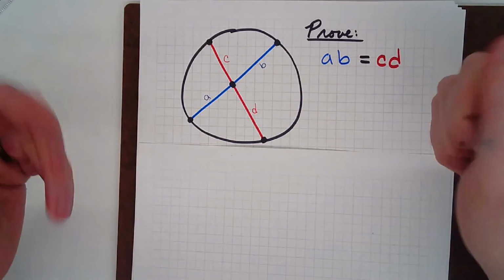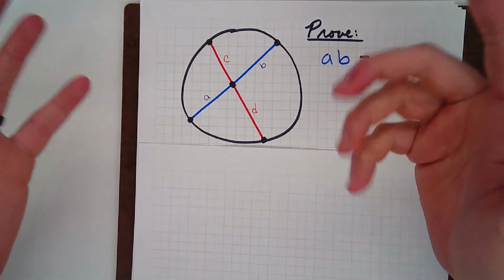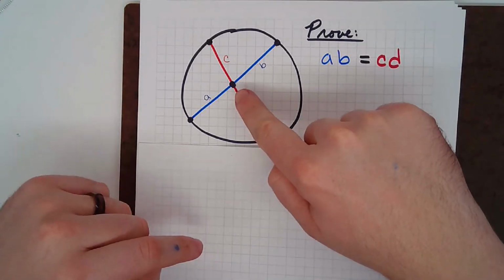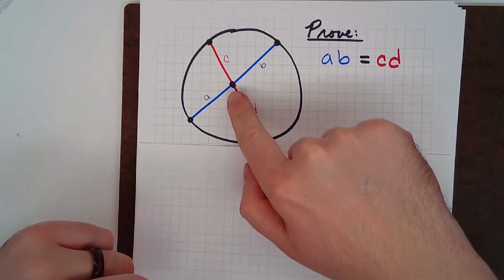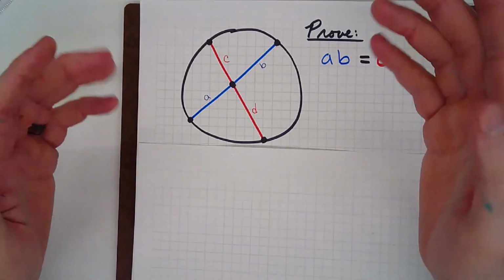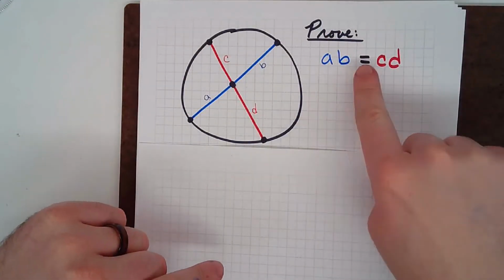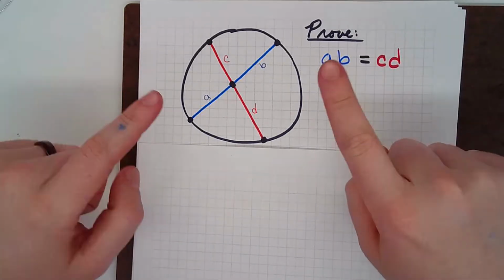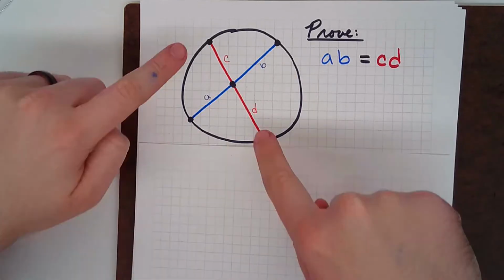A diameter would be an example of a chord, and a diameter is just a special chord that not only is a chord, but goes through the center of the circle. In this diagram, that point is not the center, or at least not necessarily. And this is kind of cool because the way that these chords intersect can be defined by AB equals CD. So the lengths of A and B, when multiplied together, should equal C and D multiplied together.